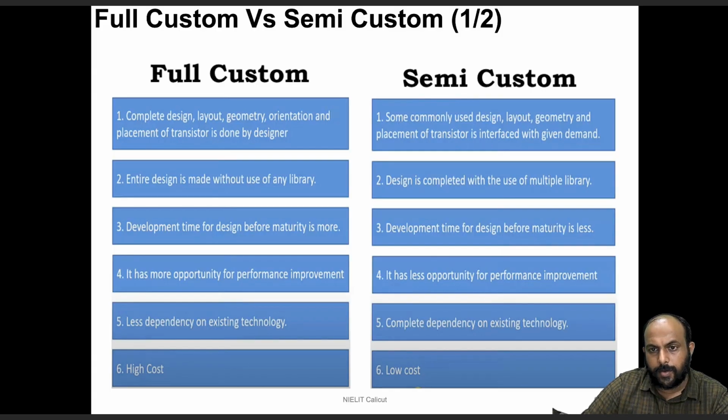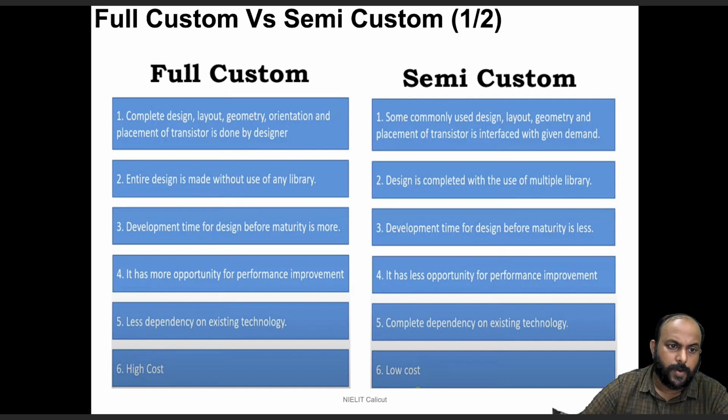So if you quickly try to compare these two designs, they differ not only in the way it is used but in the case of performance also. The full custom, for example, in the case of full custom, as I already told, the complete design, layout, geometry, orientation, and the placement of the transistor, the whole stuff is done by the design engineer. Whereas in the case of semi-custom, the commonly used design, layout, geometry, placement of transistors are inferred from the standard cell array, and the interconnections are given based on demand.